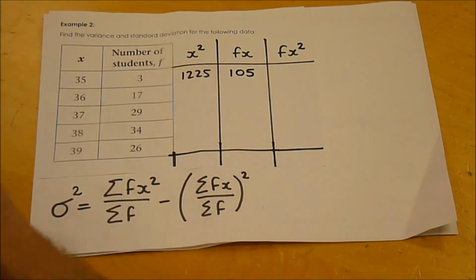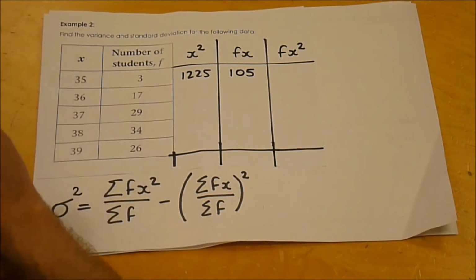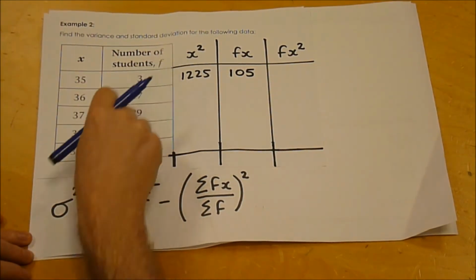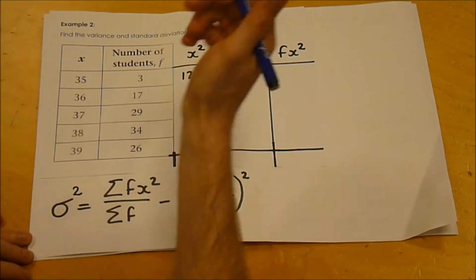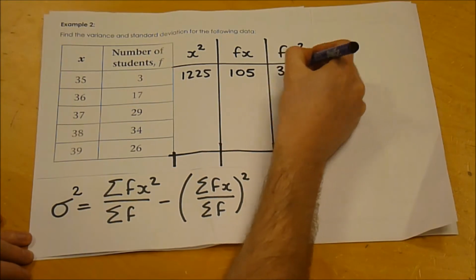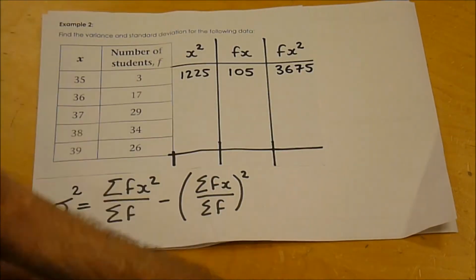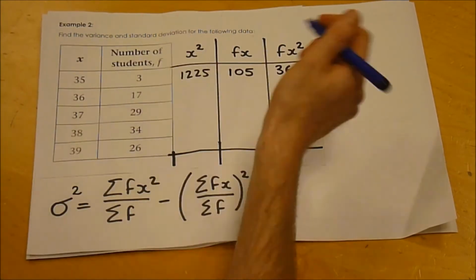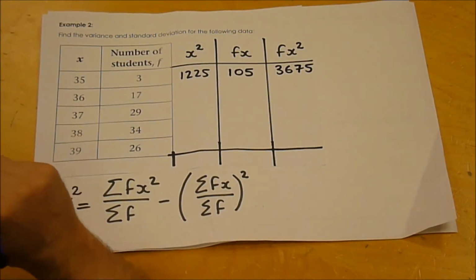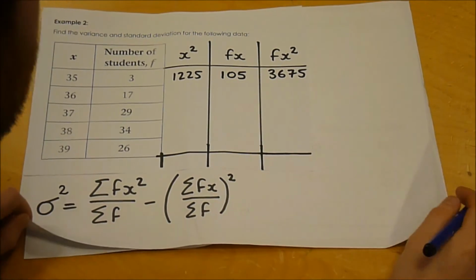Now we've got 3 lots of 35 squared. Well, this is just f times x squared. 3 lots of 1225, which is 3,675. Right, what you should do now is pause the video and fill the rest of these in. I'm going to do it really quickly.